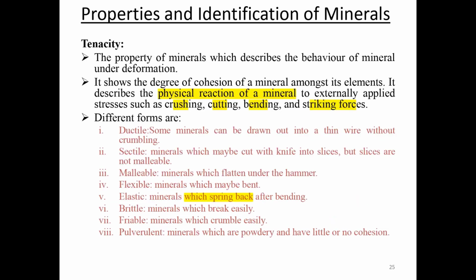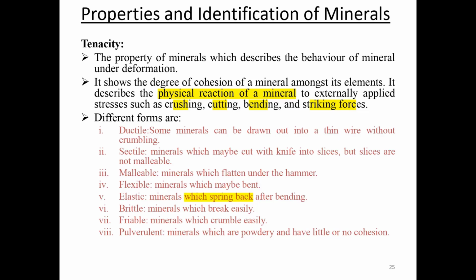Properties and identification of minerals. Tenacity is the property of minerals that describes the behavior of a mineral under deformation. It shows the degree of cohesion of a mineral amongst its elements. It describes the physical reaction of a mineral to externally applied stresses, such as crushing, cutting, bending, and striking forces. Different forms are: 1. Ductile. Some minerals can be drawn out into a thin wire without crumbling.